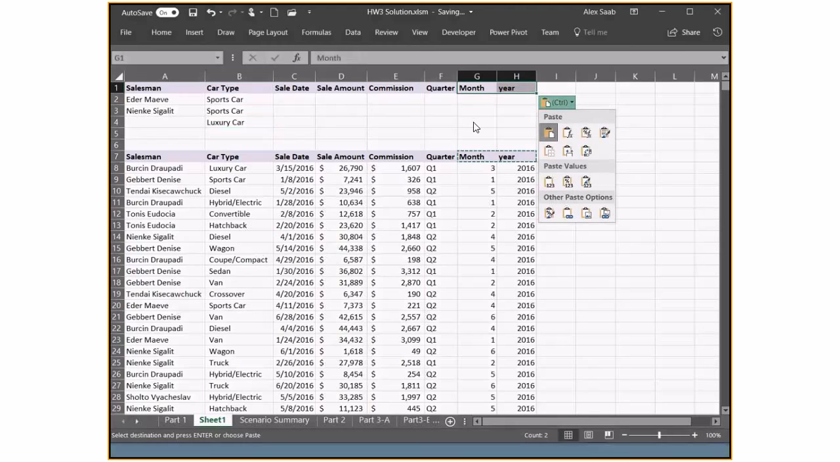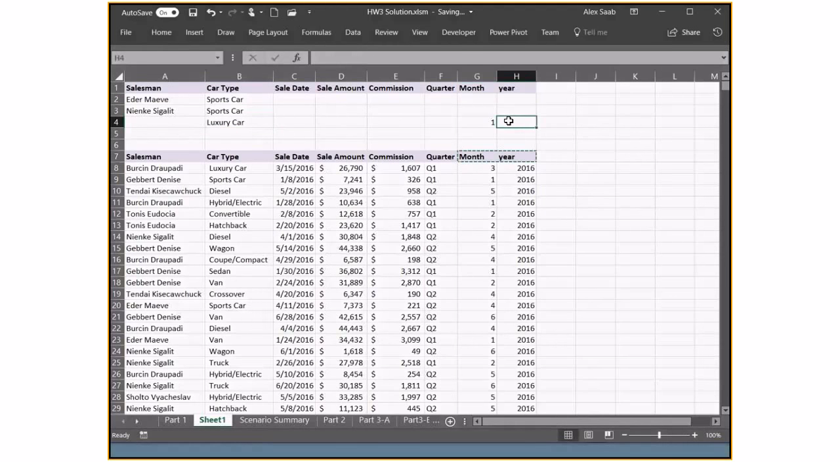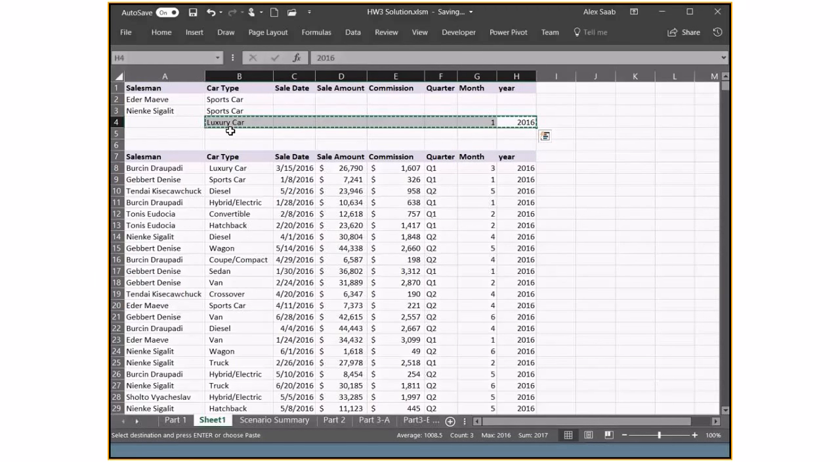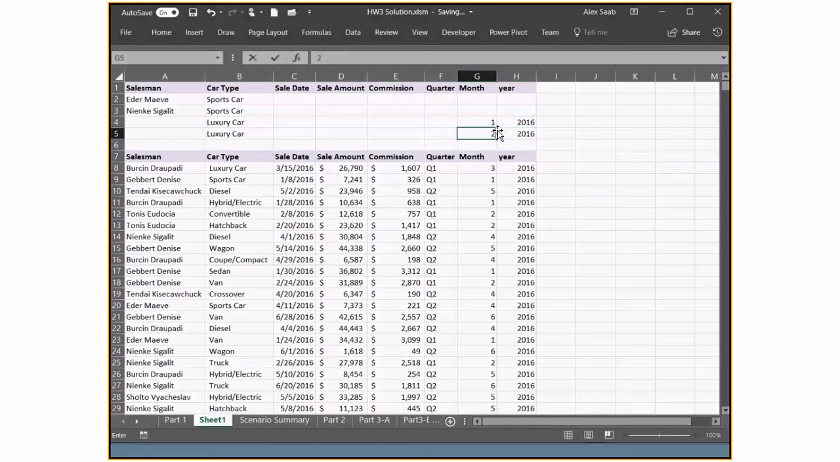So luxury car, 1, 2016, and luxury car, 2. This is one way. You could actually do less than or equal to 2, but 2016 actually. This should do it.